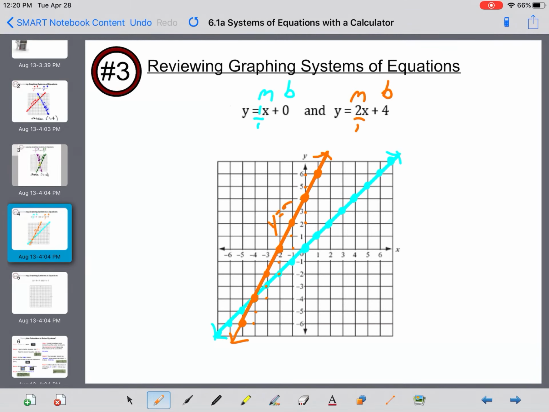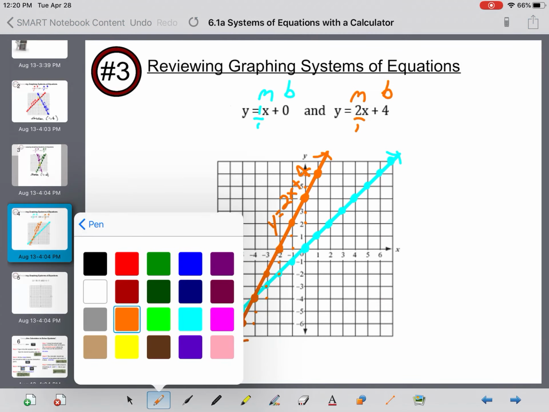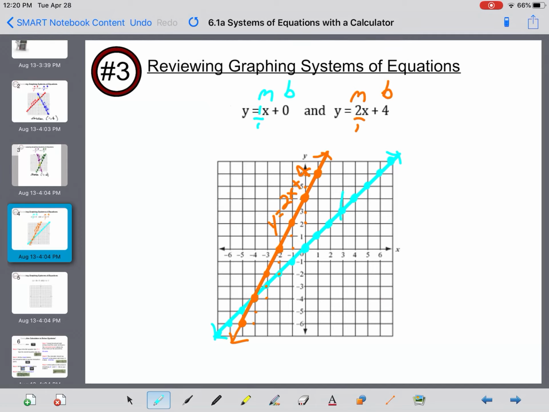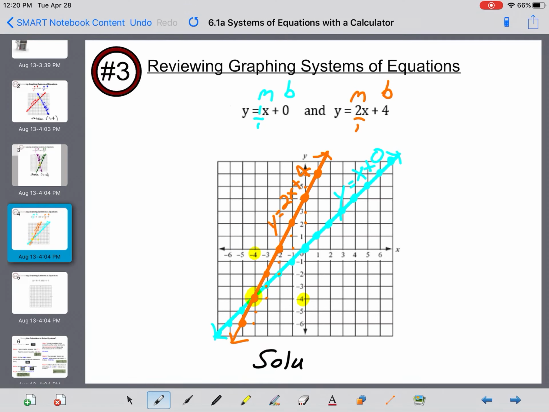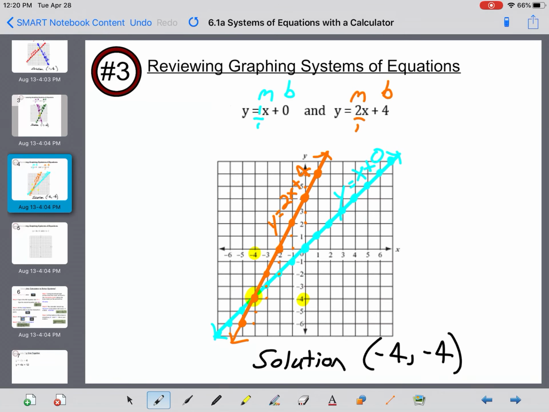There's our lines, and we can label y equals 2x plus 4, and y equals x plus 0. Our intersection point, where the blue and the orange meet, is right here. That's at the point negative 4, negative 4. So our solution is negative 4, negative 4.